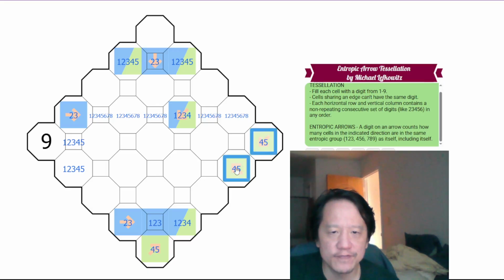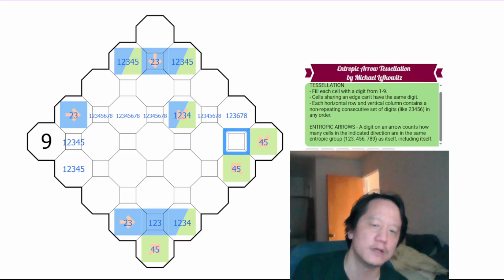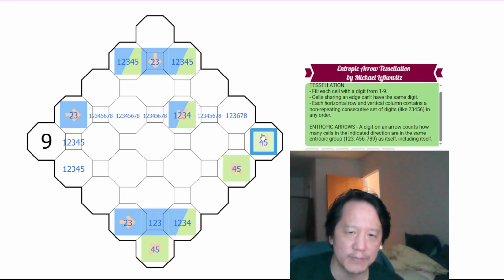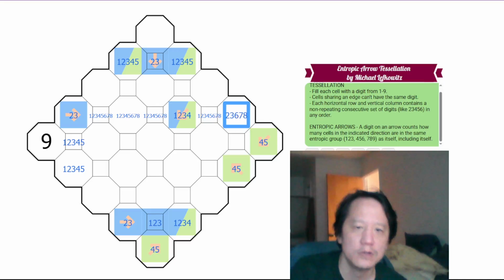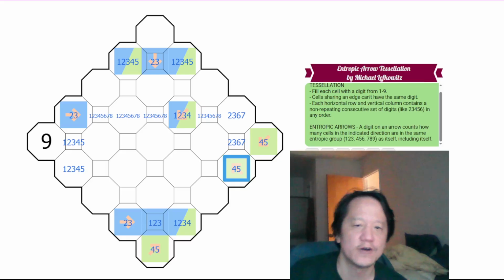So 4 and 5, that's interesting. That means 4 and 5 cannot be here, and 4 and 5 cannot be here. So how does this column work then? It has to be, this can't be 4 or 5. So if this is 4, that means this is 5, so this has to be 2, 3, 4. If this is 5 and that's 4, this has to be 6, 7 with 5.